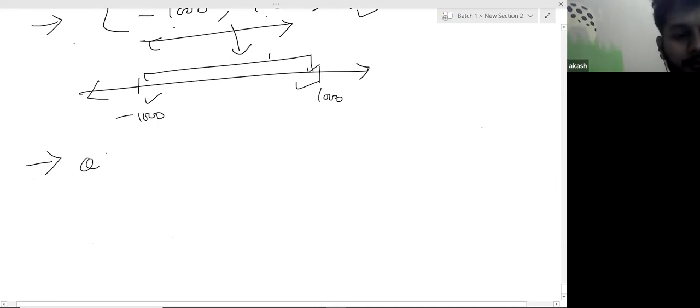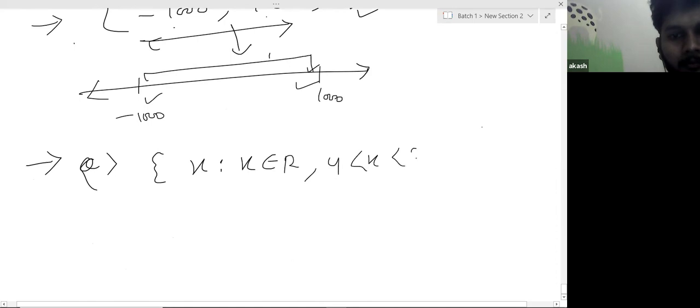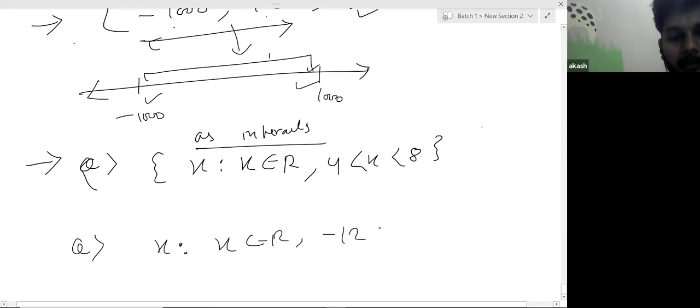Let's do a few questions. Write down this as intervals, appropriate intervals. After that, do this. X is such that x belongs to R, minus 12 less than x less than minus 10. This also. I'll give you 2-3 minutes. Check all the signs clearly, then use the intervals.